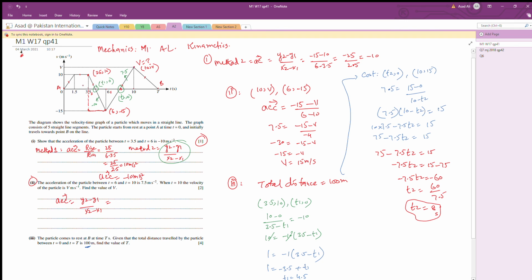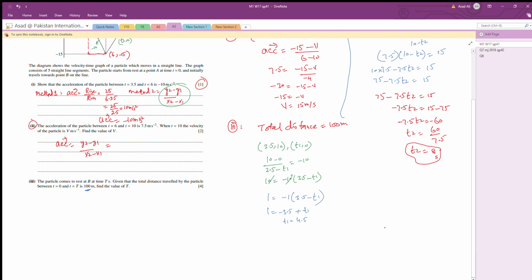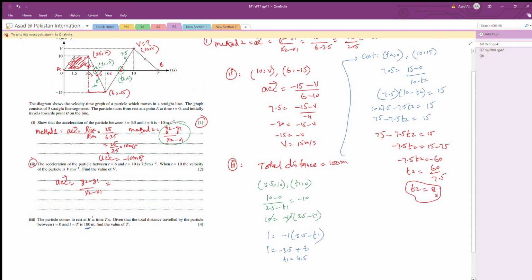Now what is the distance? Find the distance traveled here, please. This point is, we got that, 4.5. So now, total distance, look at the diagram please. The total distance is given to us. I'm taking this trapezium, the red trapezium.